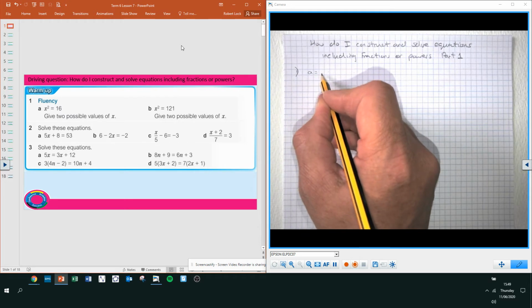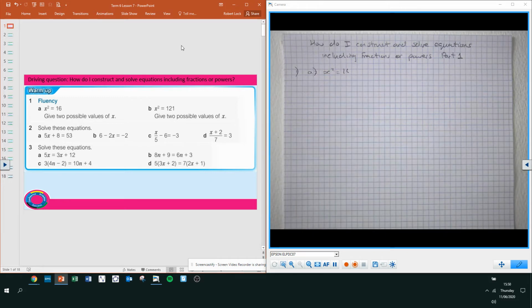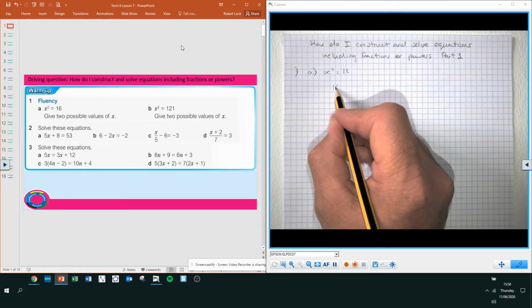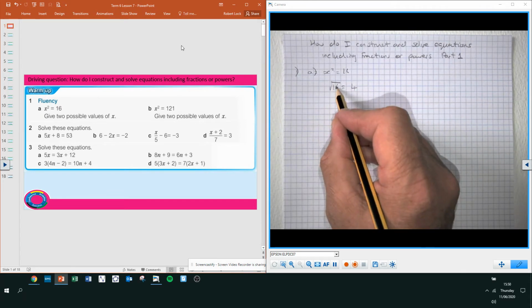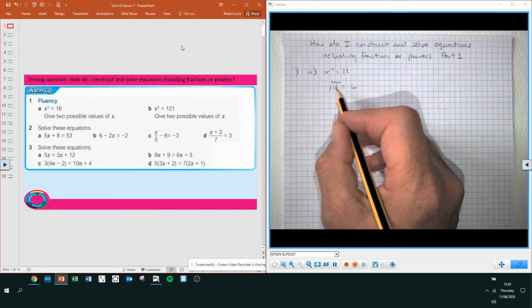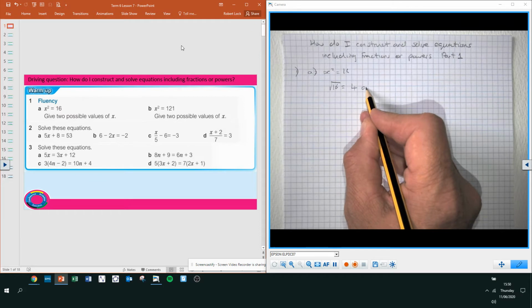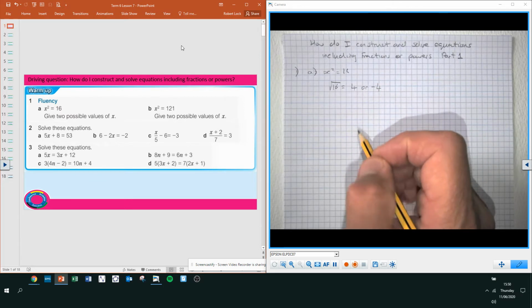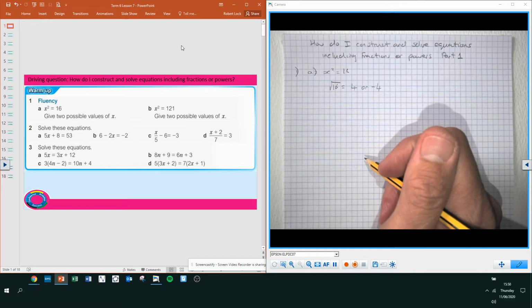A, x squared equals 16. Two possible answers for x. The square root of 16 is 4, because 4 times 4 is 16. And another number gives you 16, which is minus 4 times minus 4 equals 16 as well. So minus and the minus makes a plus. So the two possible answers for the square root of 16 are 4 and minus 4.